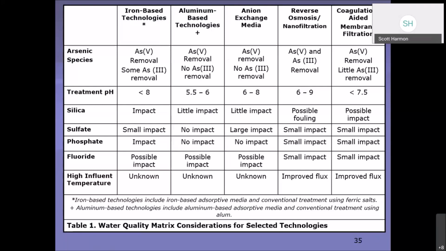The next line down talks about the type of arsenic that can be removed using that treatment. It talks about the ranges of pH that's needed for that particular type of treatment. Talks about the silica components, how much effect the silica may have, sulfate may have, phosphates, fluoride, those types of things. And even temperature can be a factor in some of the treatment methods used. So this is just a matrix of considerations for the different technologies. And there's other technologies that aren't listed on this particular graph or chart.